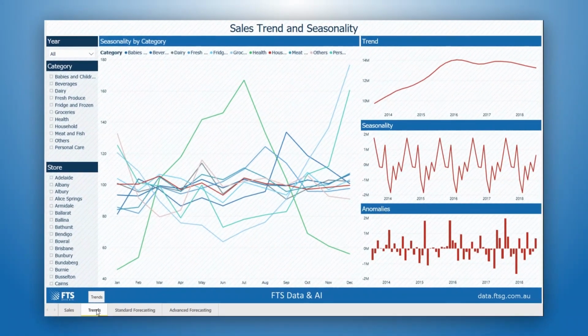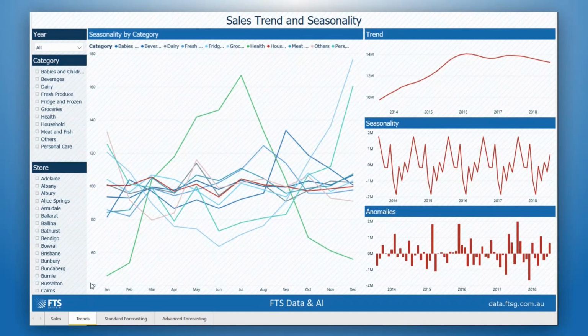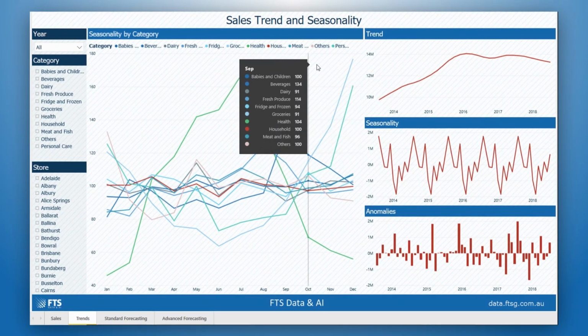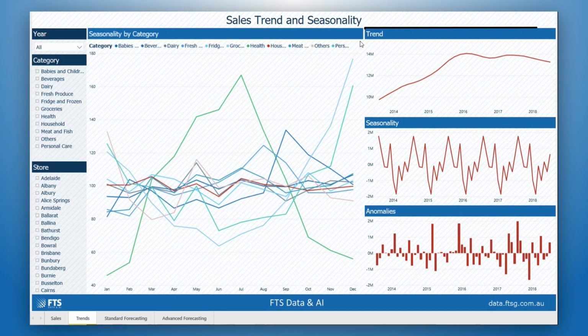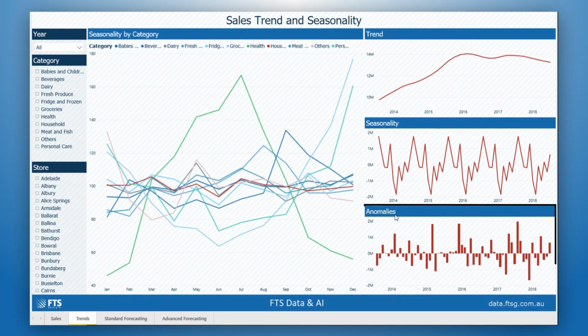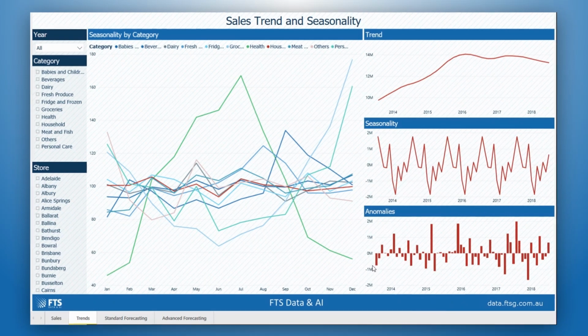This trends page demonstrates the seasonal changes in sales volumes by product category. The first two graphs on the right side show the overall trend in sales volumes and the historic seasonal patterns. The final graph, titled Anomalies, shows where the sales have not followed historical patterns.